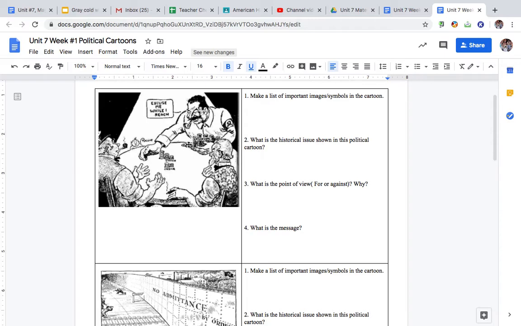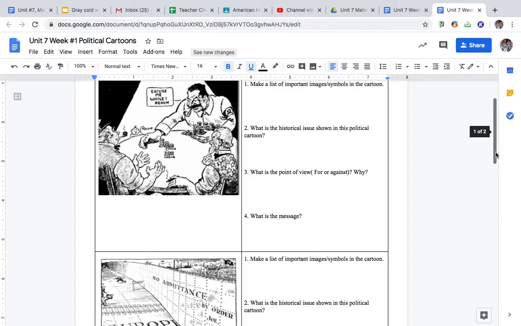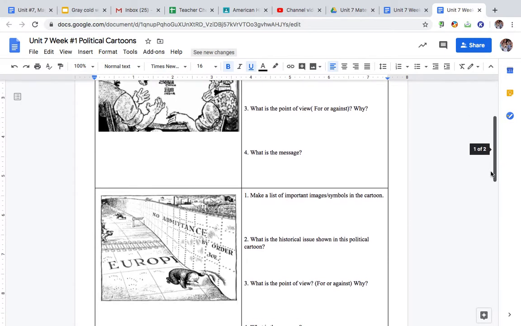So what historical issue could you use for this? Again, think vocabulary term. And then, depending on what historical issue, is it for or against it, why? And then message. Just tell me what's going on in the cartoon. Okay, and again, I think I talked about this last week when we looked at the documents. All the information should be coming kind of directly out of the cartoons and the documents. Don't try to stretch and reach from things that are in your notes. Try to keep it as simple as possible.